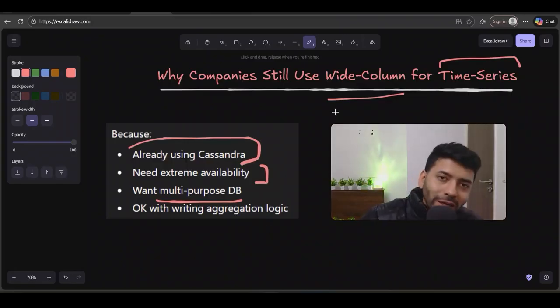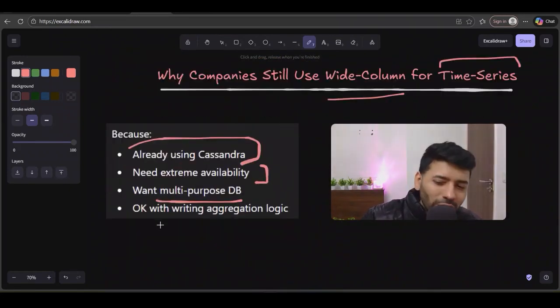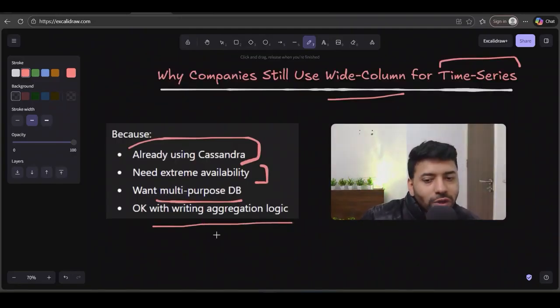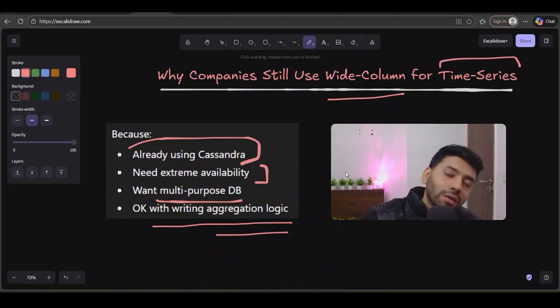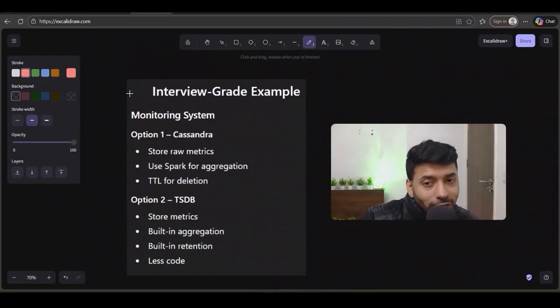So for that, what they need to do, as we saw, is use another layer like Spark or any other analytics layer to handle queries like this, correct? So they are okay with writing that aggregation logic or using tools like Spark or some analytics tool for that logic, right? So that is one additional step, but they feel it is better than using another database specific to some operation, right? All right, now let's discuss in terms of interviews.